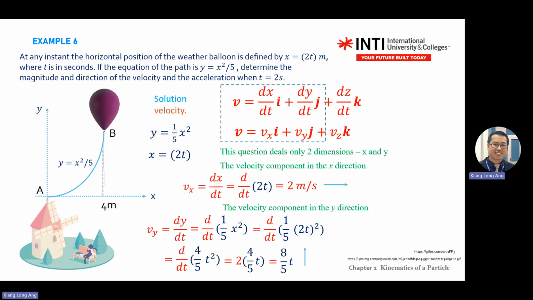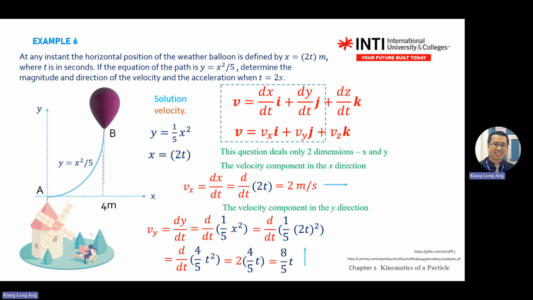Okay, now what happened to the z direction? Anyone? What happened to the z? No z. What is the assumption of the question for the z direction? What happened to the z direction movement? It stays in the z axis. All right, it means dz/dt equals 0.